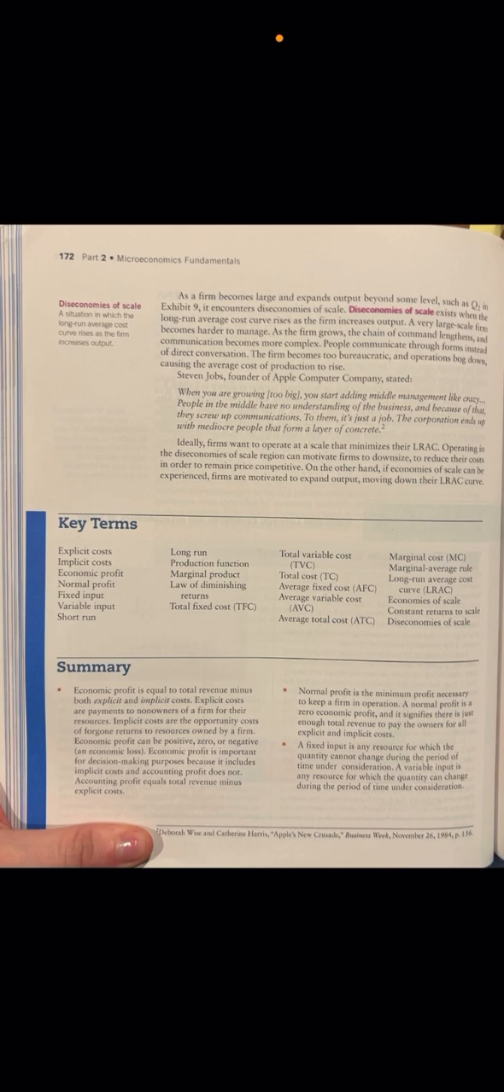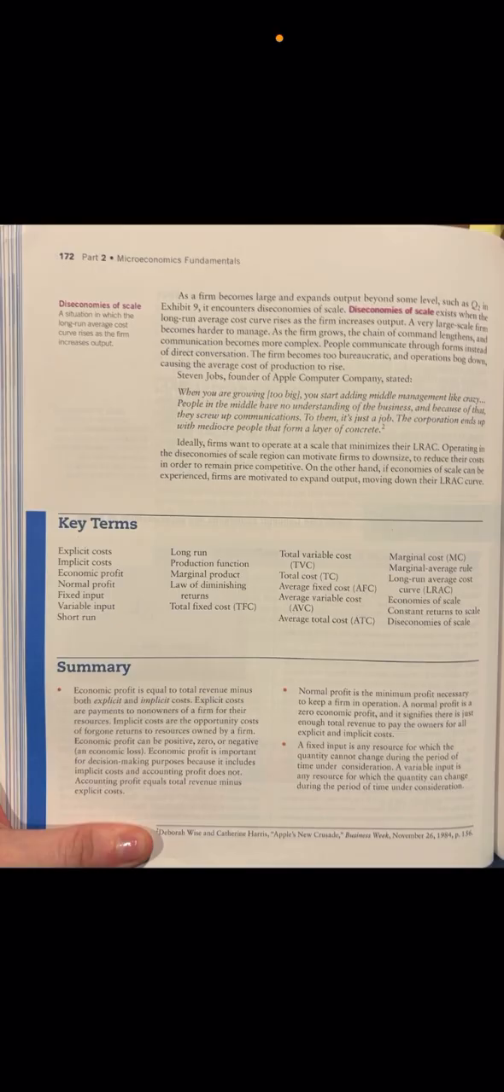As the firm becomes large and expands output beyond some level such as Q2 in Exhibit 9, it encounters diseconomies of scale. Diseconomies of scale exist when the long-run average cost curve rises as the firm increases output. A very large-scale firm becomes harder to manage.